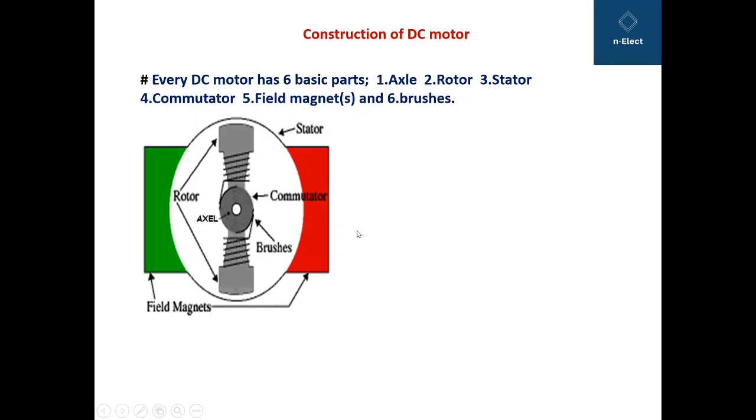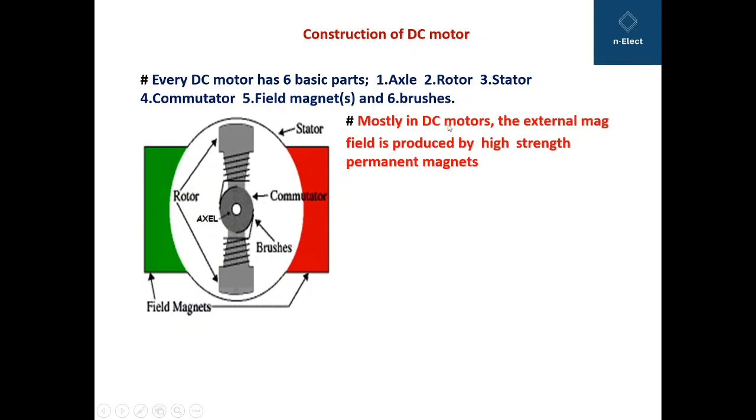Here you can see the construction of DC motor shown in the diagram. Every DC motor has 6 basic parts. One is axle, as you can see here. Then it consists of rotor, then stator, which is a stationary part, rotor is a moving part, commutator, this part is called the commutator, then the field magnets, which are shown as north pole and south pole magnets, and brushes. So here you can see the brushes, this one and this one, which are in touch with the commutator.